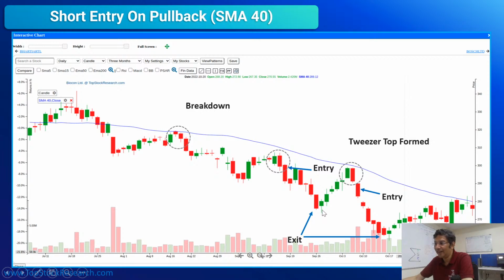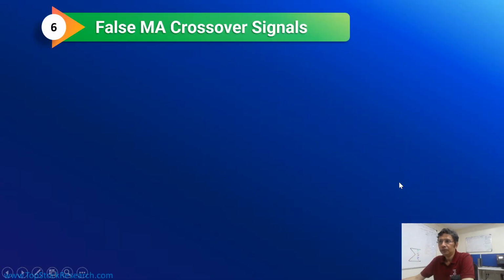This is where you can exit because the trend is changing. Again, the trend is changing out here, so this is where you can exit this position. Now, the next very important thing is that not every crossover will give you a 100% accurate result. Sometimes the crossovers are fake. So what is a fake crossover?